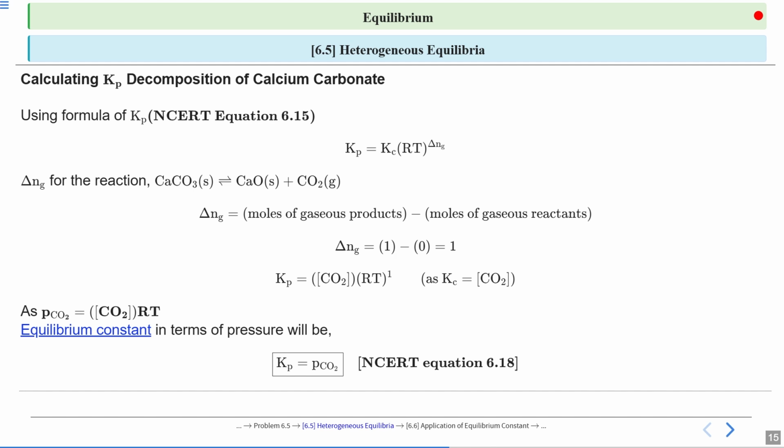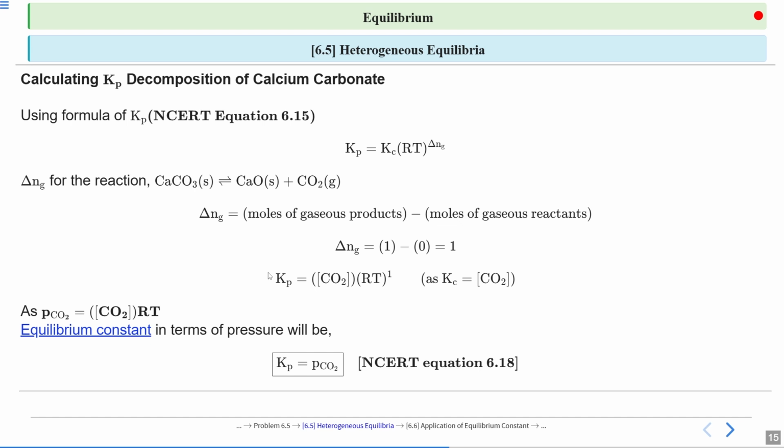So finally we can write Kp is equal to P CO2. Here the RT terms get cancelled out. Is it clear to you? So we have got our relation for the Kp, which is simply the pressure of CO2. Now this is your final equation. Is it clear to all of you how I have deduced this final equation? I hope you are getting the point, right?